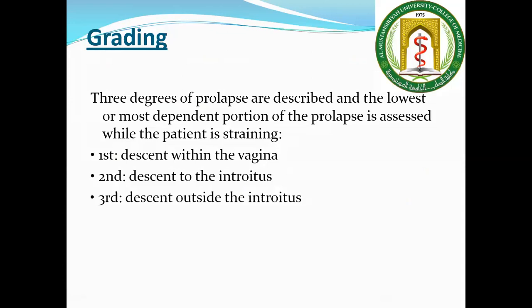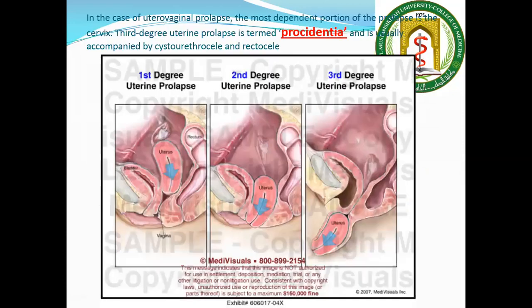Grading of descents: we have 3 grades for the prolapse of the uterus. Grade 1, the first degree prolapse, when the lowermost portion is within the vagina. Here you see it is a prolapse, but it is still within the vagina. Second degree prolapse, when the lowermost part reaching the introitus. Once this prolapse is beyond the introitus, this is called a procidentia, which is the 3rd degree prolapse.